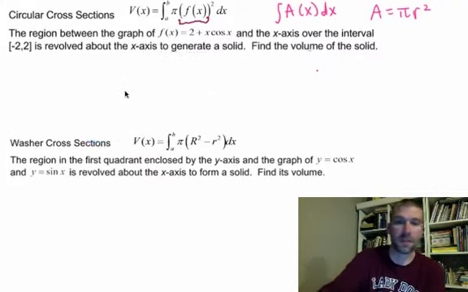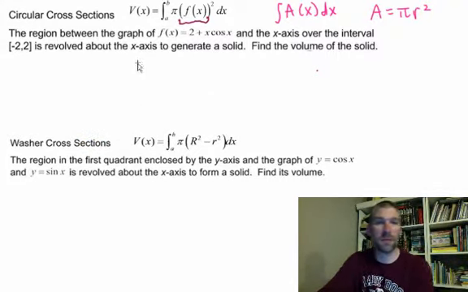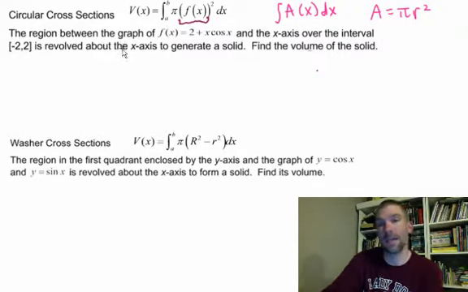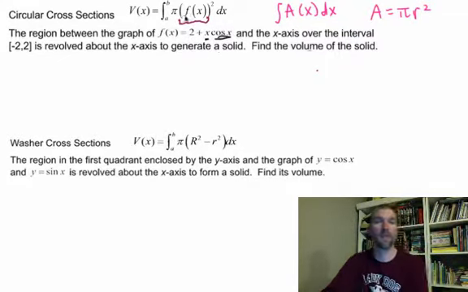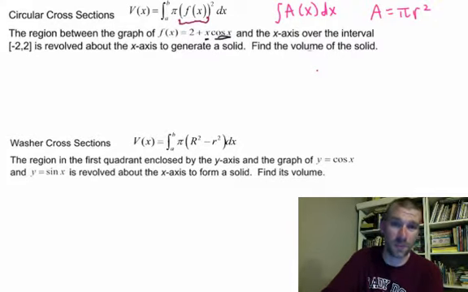All right, so what I've got is the region between the graph of f of x equals 2 plus x cosine x and the x-axis over the interval -2 to 2. And this is going to be kind of fun. If we do this by hand, we're going to have to use integration by parts because there's no way to handle x cosine x otherwise. But the way I'm going to solve it in this particular video is I'm going to use my calculator.